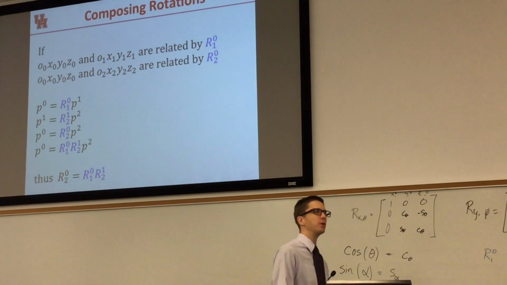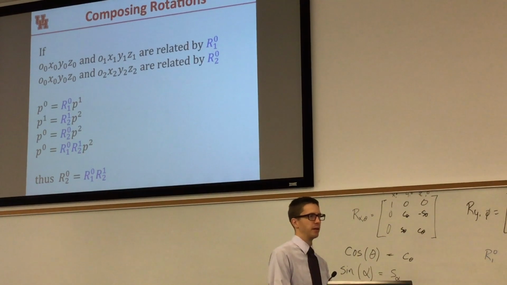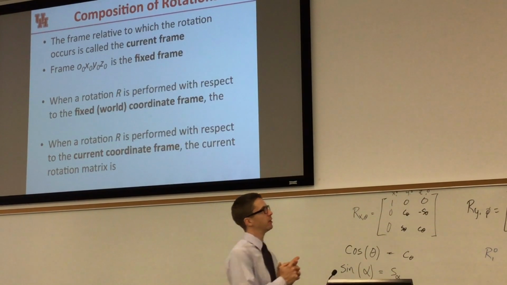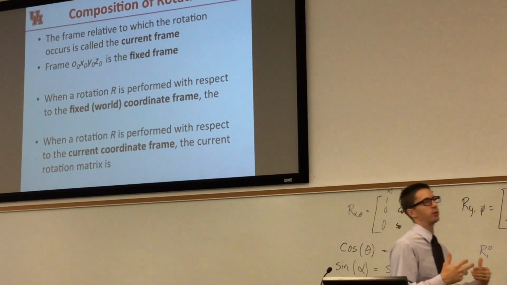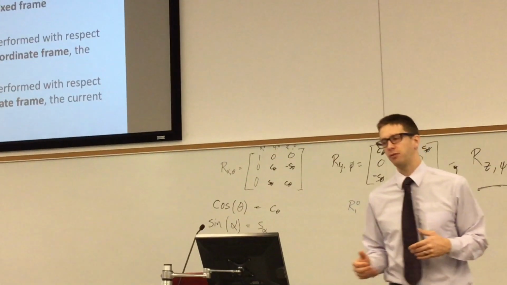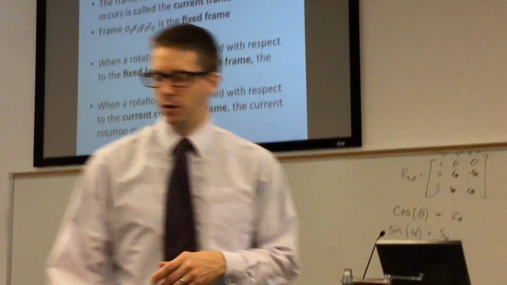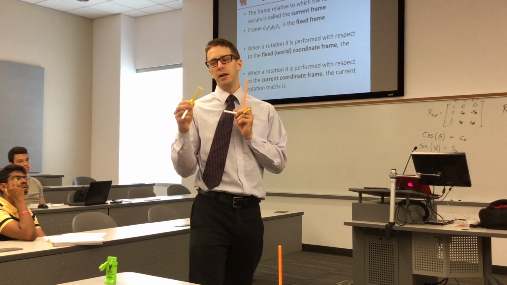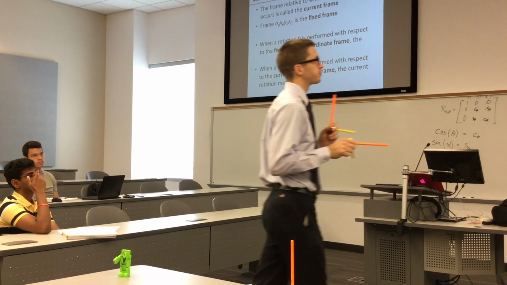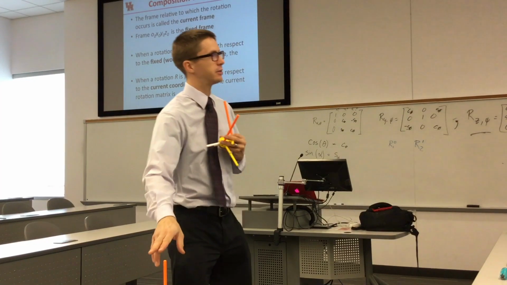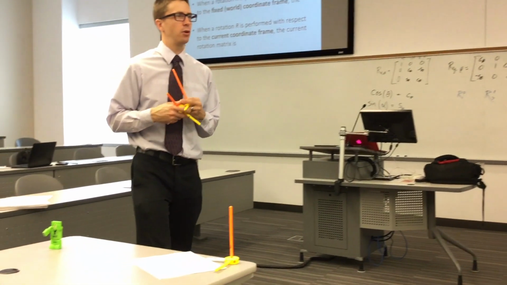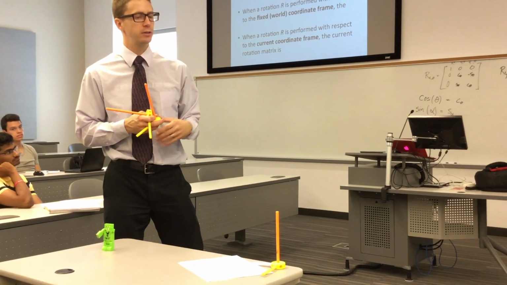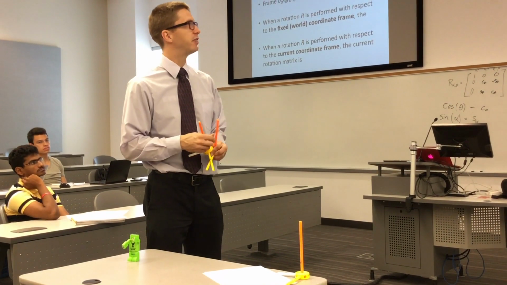There are some rules when we compose these rotations, because we have to know which frame we are talking about. The frame relative to which the rotation occurs is the current frame. So if I'm in frame 1, that's my current frame, and then I rotate into frame 2. Whereas my base frame is this fixed frame. It's bolted onto the floor. I can't change it. So I can either talk about my current frame as I'm moving my way outwards, or I can talk about my base frame, my fixed frame.